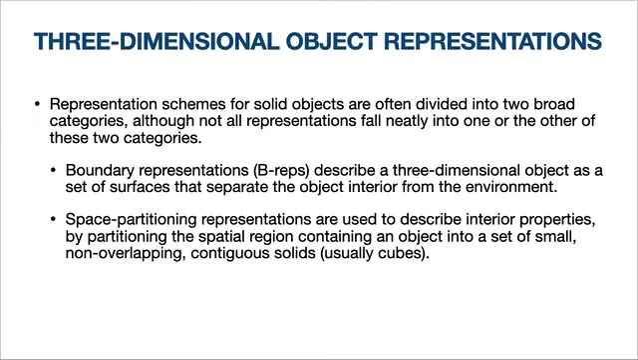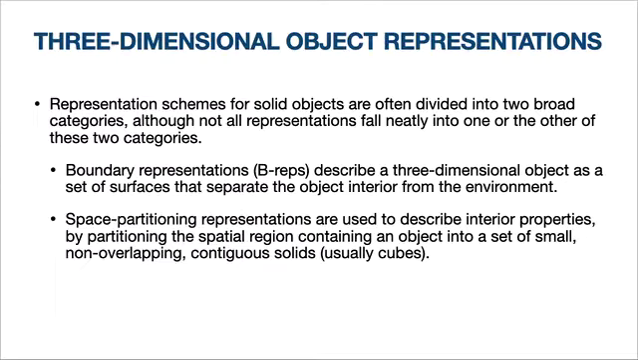So you use different object representations like polygon, quadric surfaces, spline surfaces, then some other construction techniques, procedural methods, like that. There are many types of three-dimensional object representations. Basically, these representation schemes for solid objects are often divided into two broad categories, that is boundary representation and space partitioning representation.